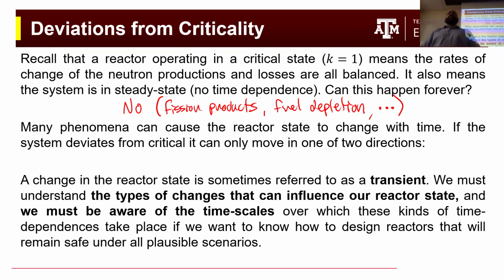So if we're critical and then we have a deviation that takes us away from critical, what are the only two possible configurations our reactor can go into? Subcritical or supercritical, right? If it's at k equals 1 and it has a deviation, it could go above 1, a kick up into being supercritical, or it could lose some and have a kick down into being subcritical.